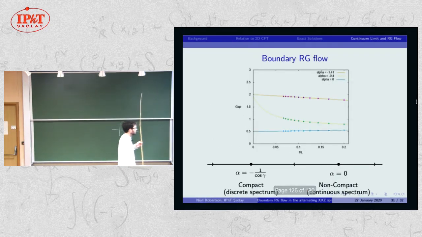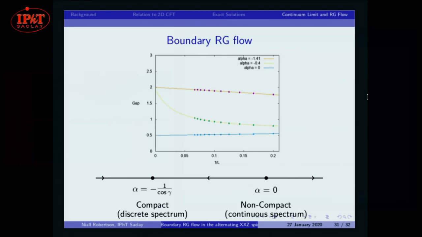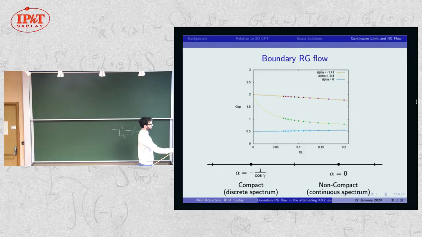Well, the answer lies in this figure. The blue curve is the numerical approximation to the first gap, as I just defined it, for alpha equals 0, which we see converges towards a half. The orange curve is the numerical approximation to the gap over here. And then the yellow curve is when we just put alpha slightly away from 0. And as we see, because it's only slightly away from 0, these numerical approximations for low size are very similar to the case alpha equals 0. But when we fix alpha and then take the continuum limit, we see this convergence towards 2, which means that we're seeing a repulsive fixed point under RG flow, flowing towards the compact model that we already studied.